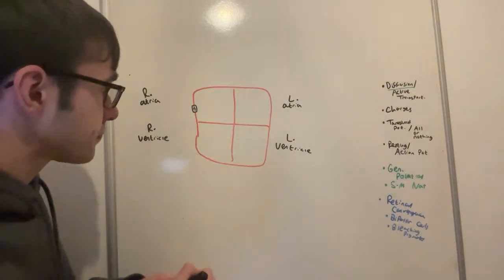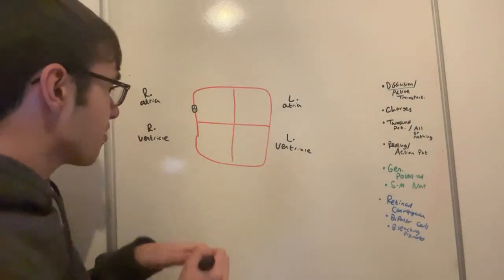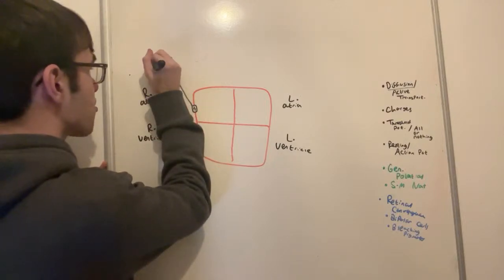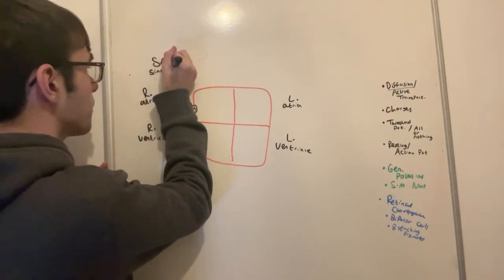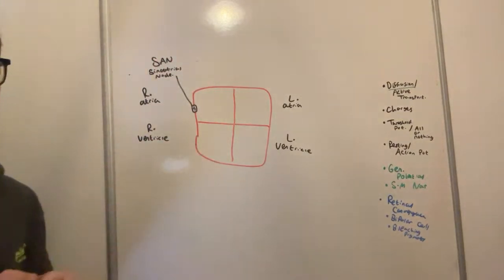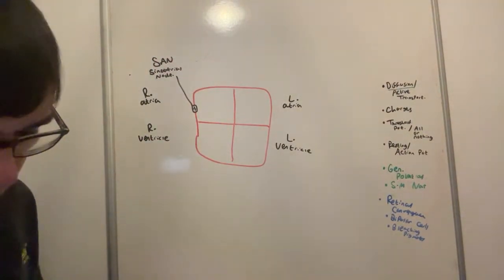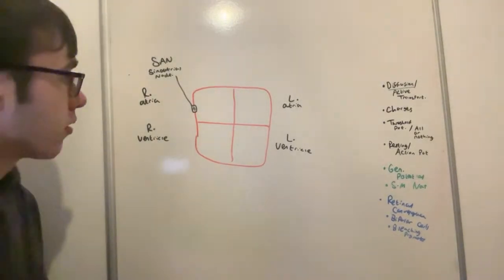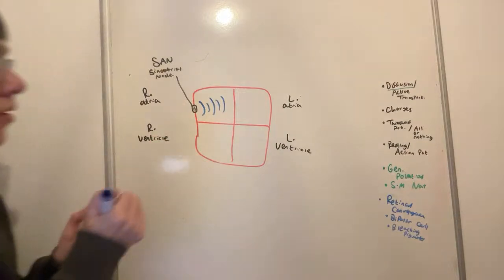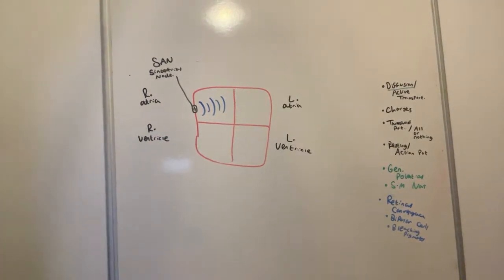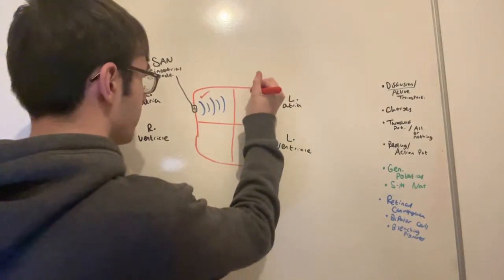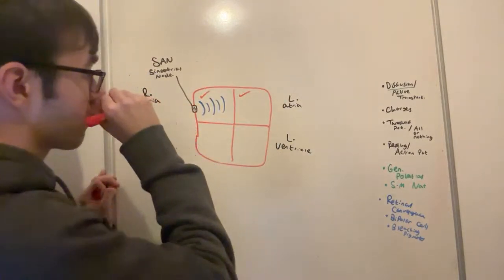So, the idea is, this right here is the SAN, aka the sinoatrial node. And what will happen is the sinoatrial node will send out a wave of excitation. A wave of excitation. And this wave will travel to the right atria and the left atria, respectively.